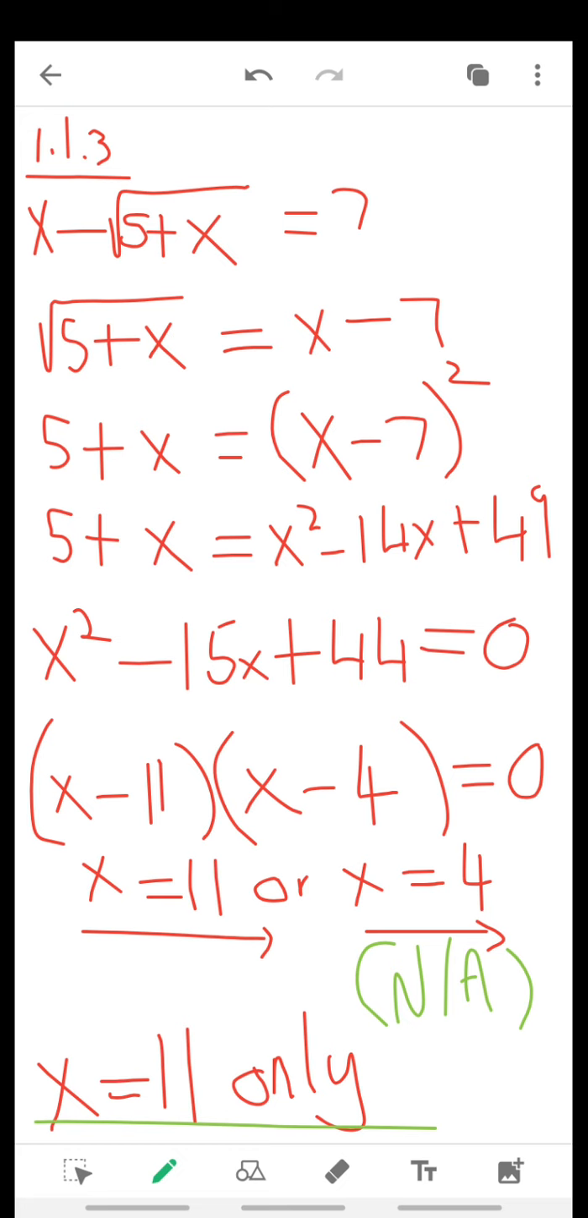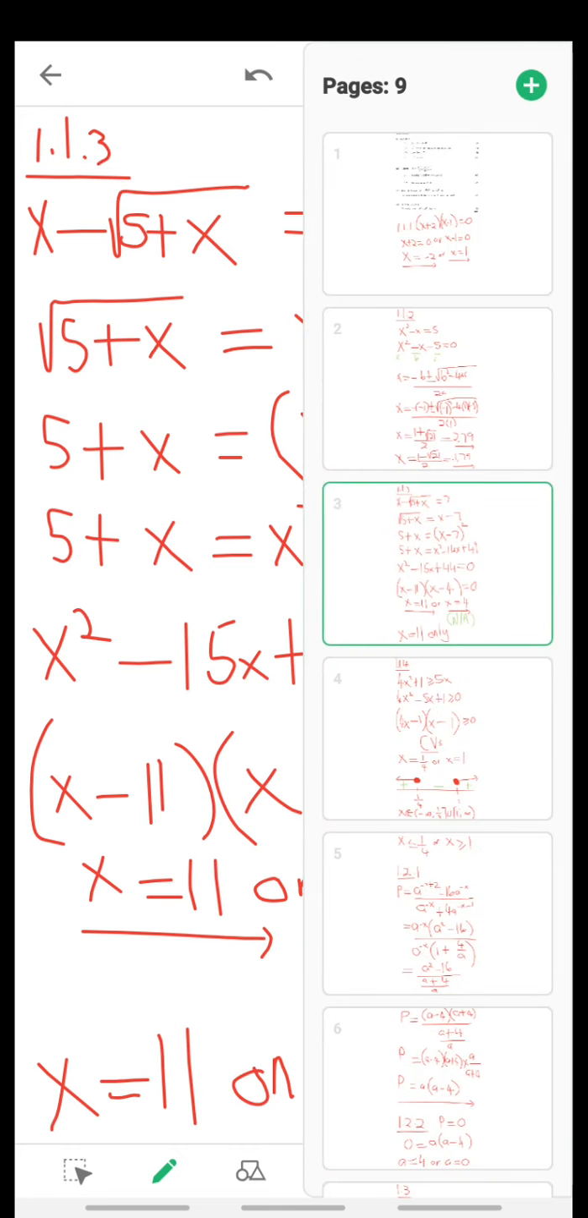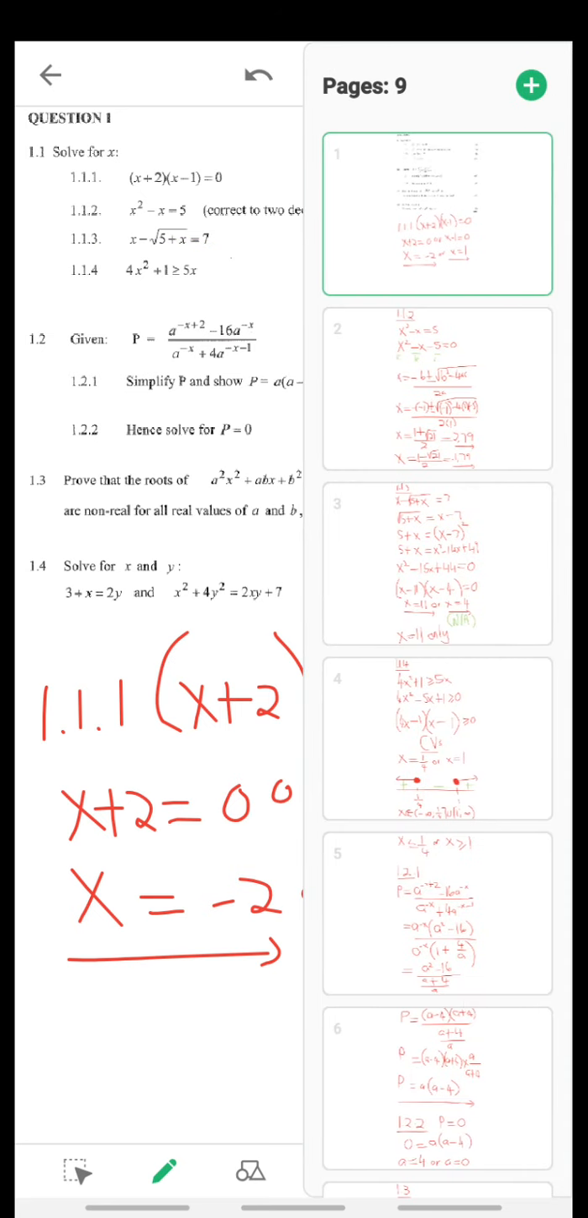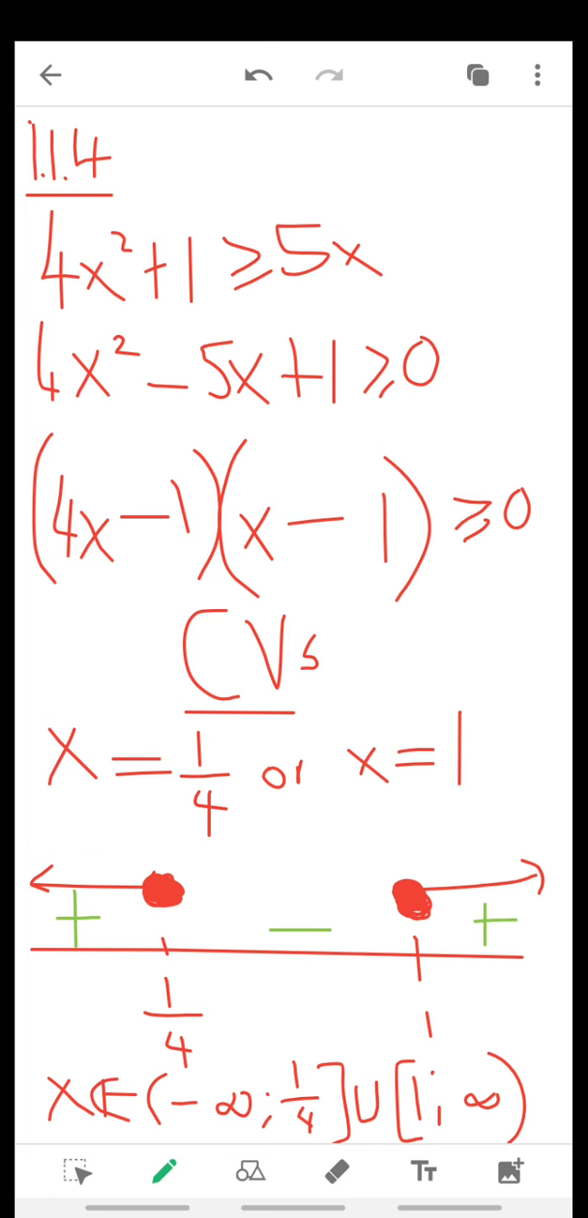Alright, now let us go to 1.1.4. I've got 4x squared plus 1 greater than or equal to 5x. This is an inequality problem, and of course we start by writing the equation in the standard form. So we transpose the 5x to the left, and it becomes minus 5x. Now it's in standard form.